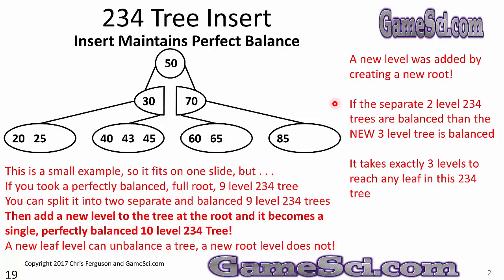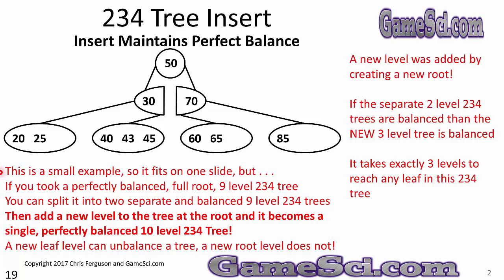If the 2 separate 2-level 2, 3, 4 trees are balanced, then the new 3-level tree is perfectly balanced. It takes exactly 3 levels to reach any leaf of this 2, 3, 4 tree. What do I mean by perfect balance? 1, 2, 3 nodes to reach 25. 1, 2, 3 nodes to reach 45. 1, 2, 3 nodes to reach 60. 1, 2, 3 nodes to reach 85. Down every path of the tree, we pass through exactly 3 levels. This is perfect balance.